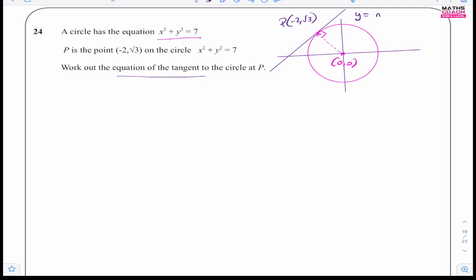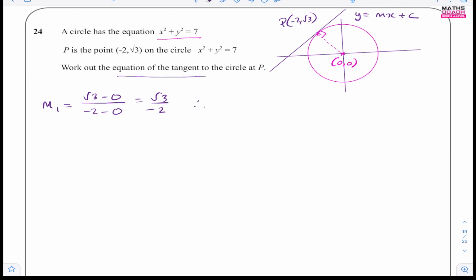So we'll be working out the equation of this line. So y is equal to mx plus c is the form that we want. So we want to find, first of all, the gradient m. Now the gradient m is going to be the negative reciprocal of the gradient of this line right there, which is the radius. So let's go ahead and find that first. So m, let's call it m1, is going to be root 3 minus 0 divided by minus 2 minus 0. And that gives us root 3 over minus 2.